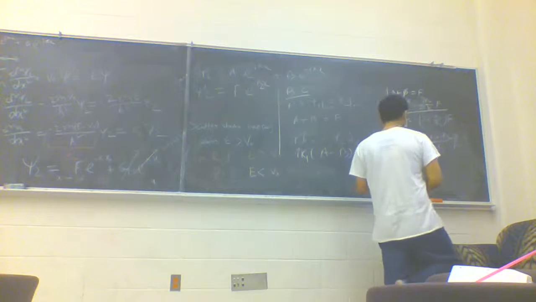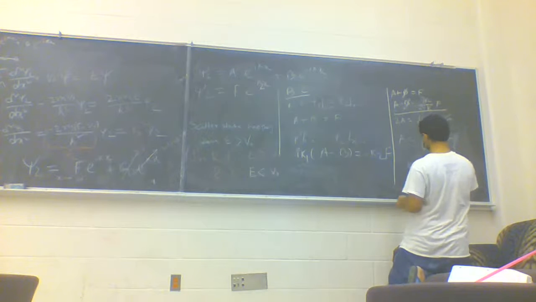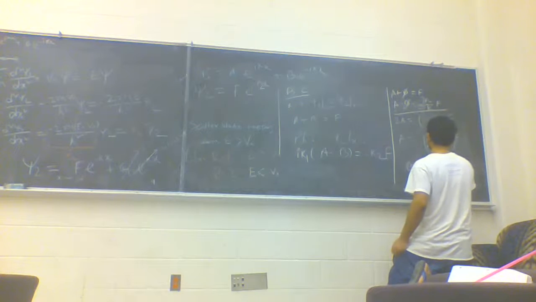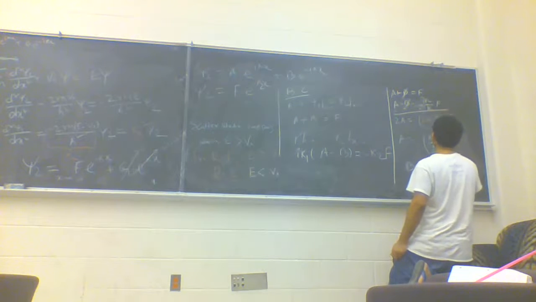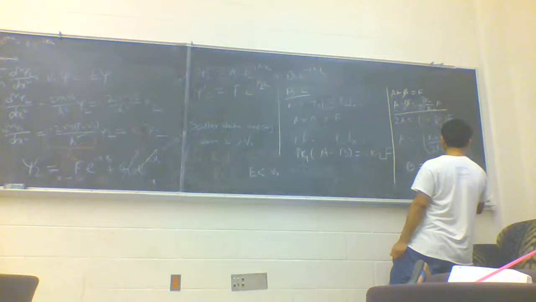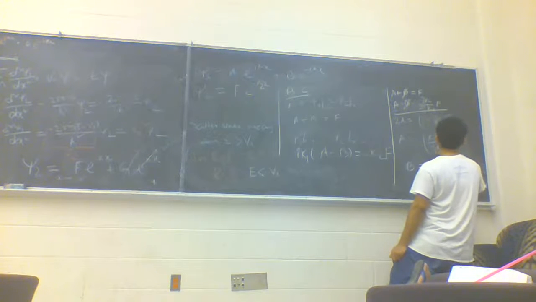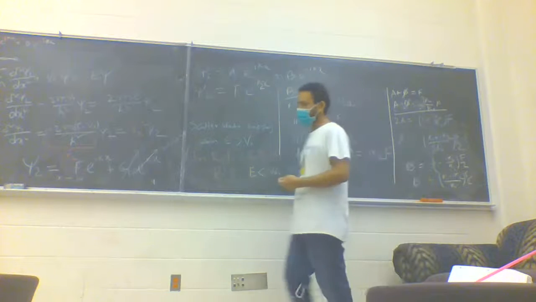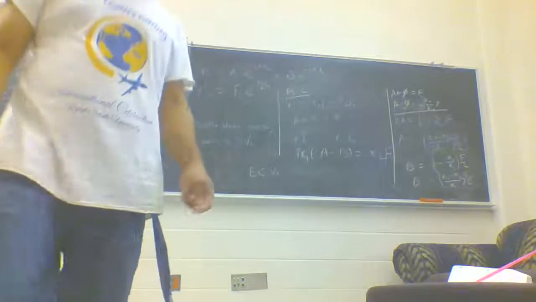Then we will get, look, B is equal to (1 minus i K2 by K1) F by 2. That means (K1 minus i K2) by K1 into F by 2. You can write this to here, F by 2. This is the B. So I got this value. Okay.